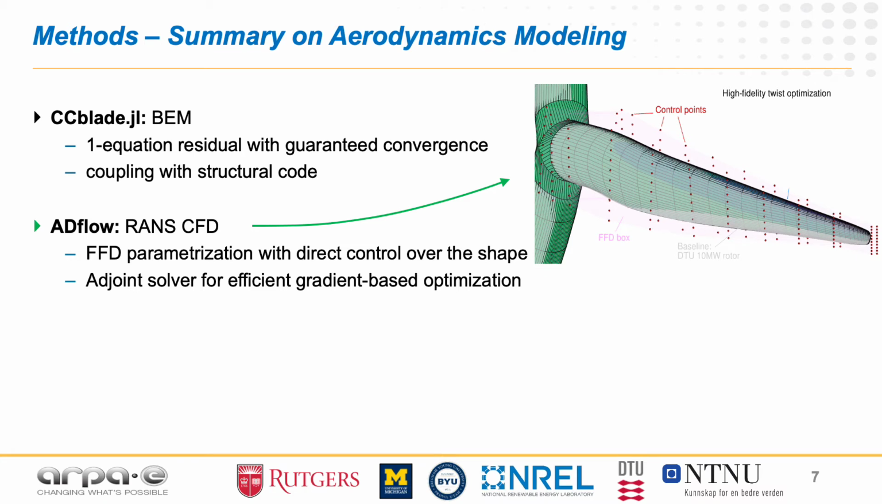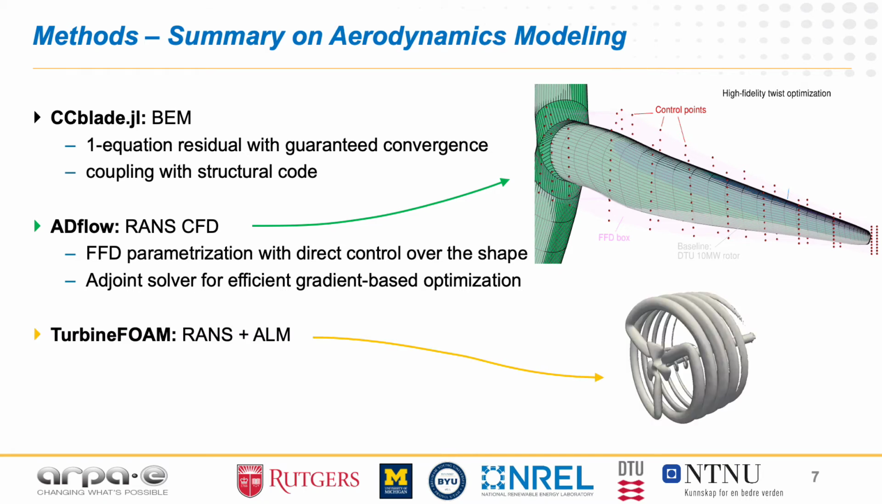The third level of fidelity is provided through turbine foam. It is a RANS CFD method as well, but there the rotor blades are modeled with an actuator line model. We use it mainly to perform design analysis in this project.